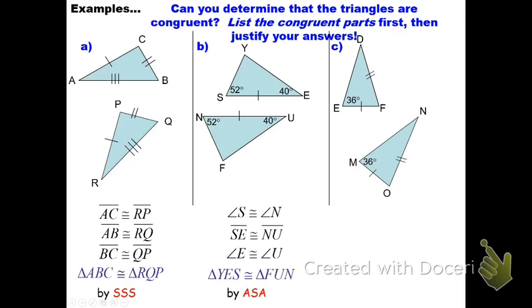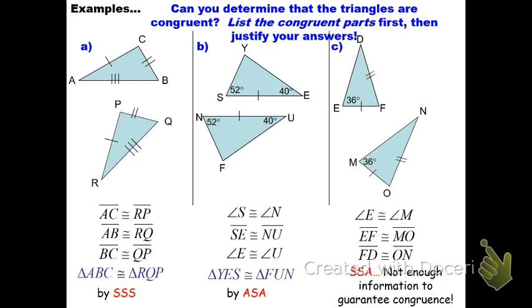The third combination, I see 3 things. I have a pair of angles that are 36 degrees and 2 pairs of sides. Let's list these out. Angles E and M are congruent. Sides EF and MO both have 1 tick, and sides FD and ON are congruent. But be careful, these triangles cannot be guaranteed congruent, because this is side-side angle. The angle is not in between, which means this is one of the properties that says we cannot guarantee congruence. So here, side-side angle does not guarantee congruence.